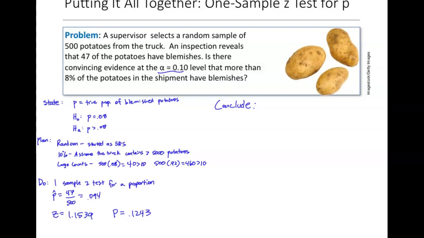Our p-value is greater than alpha, right? It's larger than our significance level. So there's not enough evidence to say that this didn't just happen by random chance. So we fail to reject it.